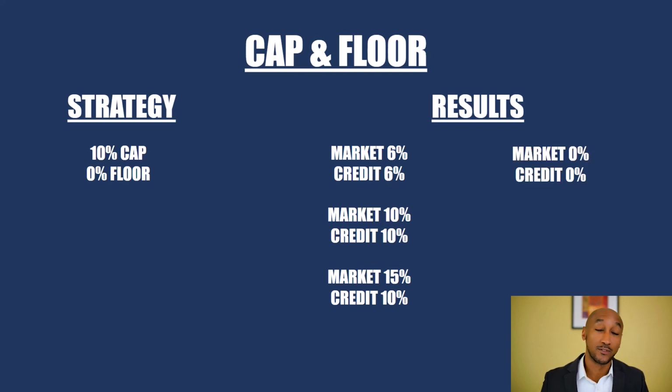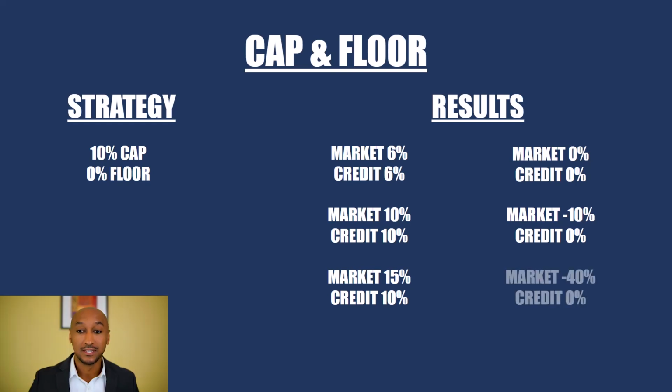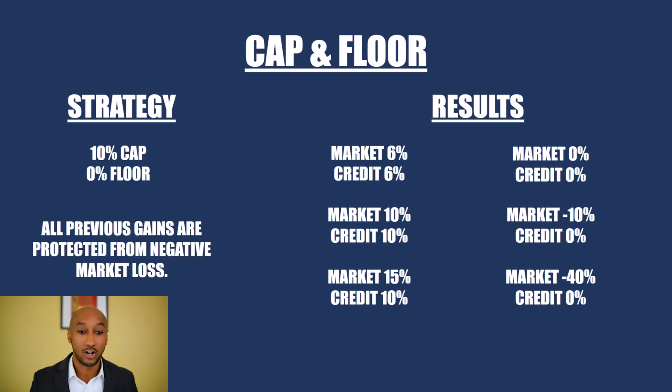Now, when it comes to the floor, if the market does 0, you'll get a 0% credit, meaning you'll get no growth towards your account at all that particular year. Now, if the market did negative 10, that's where the floor really becomes the hero. You get 0% credit. You don't lose, you don't gain, you stay exactly where you left off. Same thing if the market did negative 40. So it doesn't matter how bad the market gets, you're always protected from negative deductions because of the negative performance of the market. Another important note is that all previous gains are protected from negative market losses.